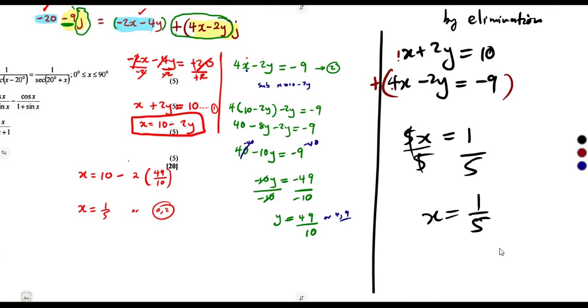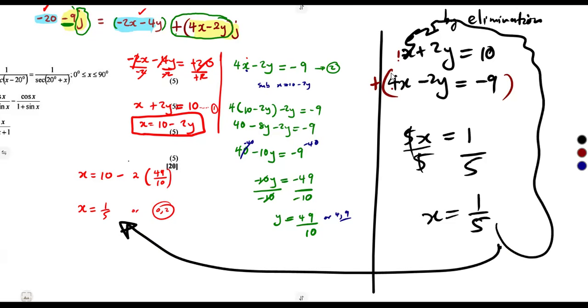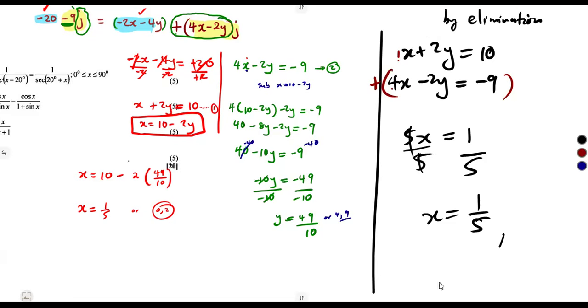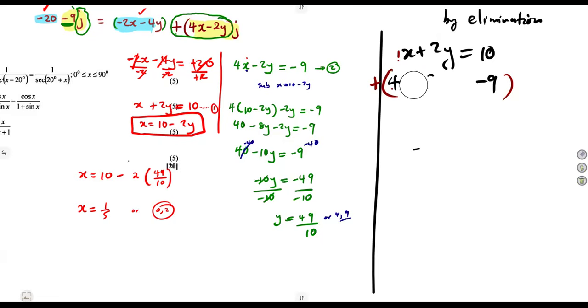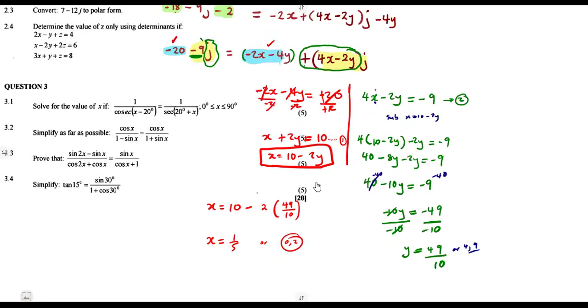So as you can see, guys, this is the same x that we have. So meaning to say, if we substitute this x back in any of these two equations, definitely we're going to have the same value of y that we got there. So different ways, guys, that you can use to solve your equations depending on what is easier for you.